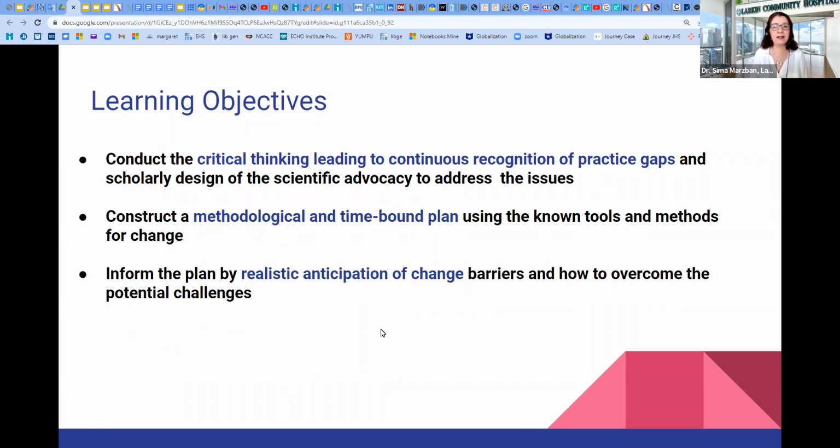Let us see what are learning objectives. First, conduct critical thinking. Critical thinking is a competency of medical education, and it's a competency for quality improvement projects and quality improvement teams. Second objective is construct a methodological and time-bound plan. And the third one, informing plan by realistic anticipation of change barriers and how to overcome those challenges.